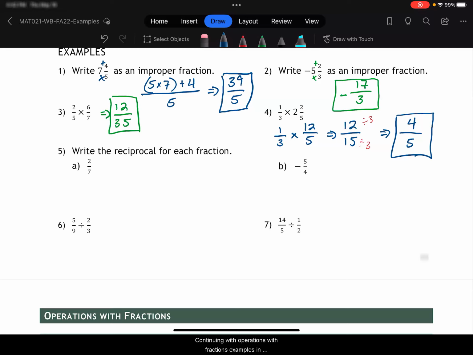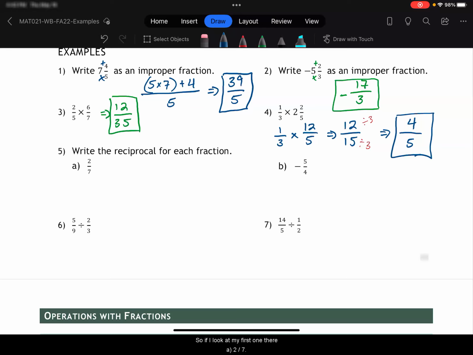Continuing with operations with fractions examples in your Math 021 workbook. Looking at example 5, we are to write the reciprocal for each fraction. So remember, reciprocal really just means we're flipping our fraction. It does not change the sign or do anything else. It just replaces the numerator with the denominator and the denominator with the numerator.